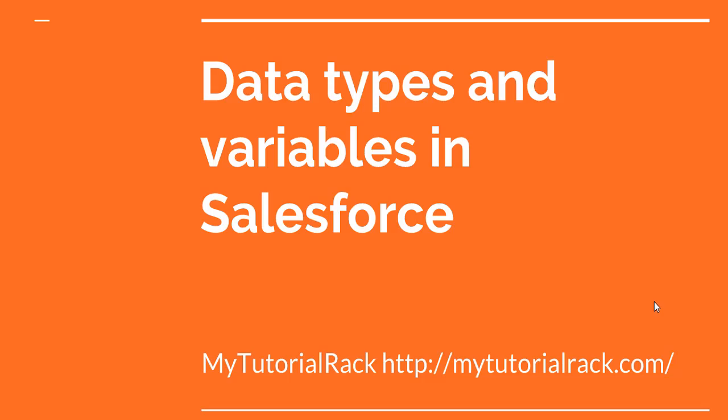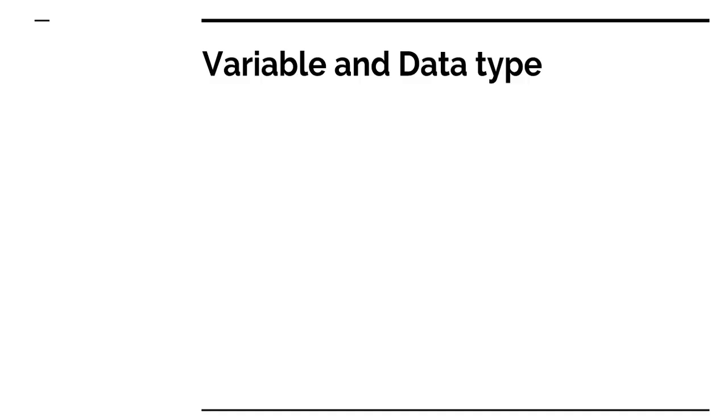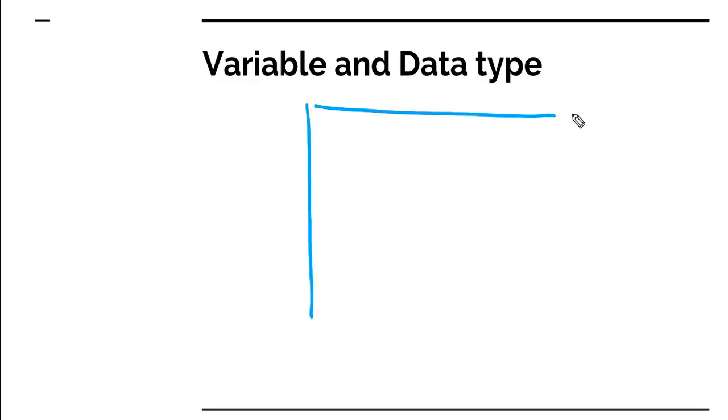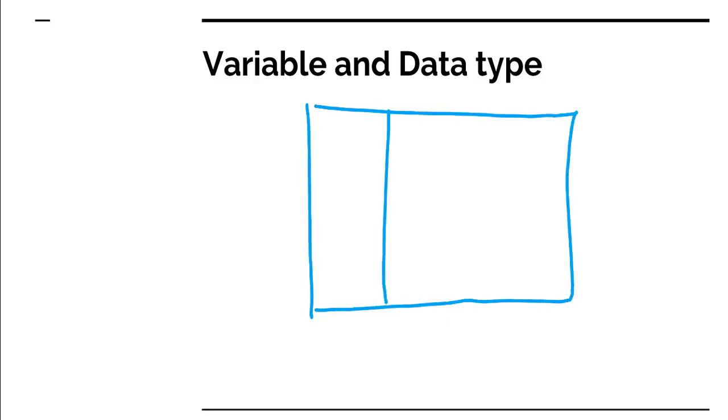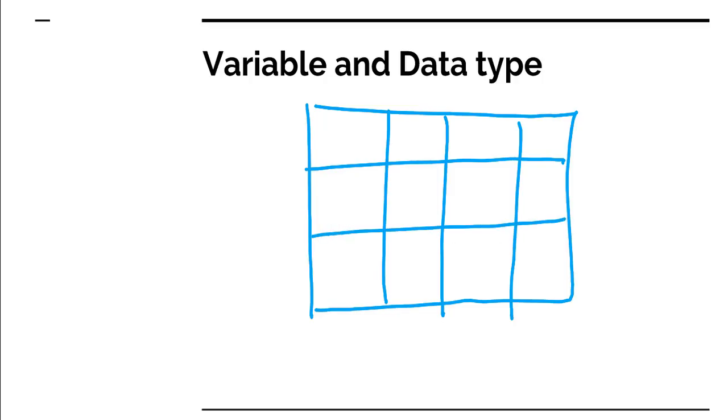In this tutorial, we will talk about data types and variables in Salesforce. Now, what do you mean by data types and variables? So let's start with a variable. Anytime you're writing a program, you do a lot of calculations. In order to store these calculations, you use computer memory, and computer memory is divided into different cells, and you use these cells to store a particular value.